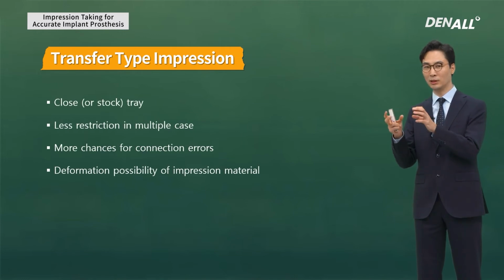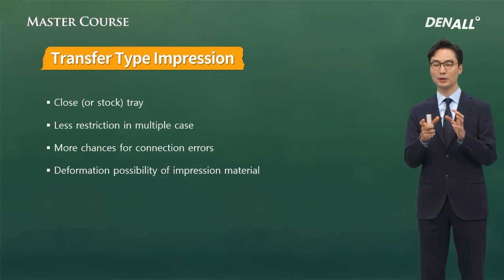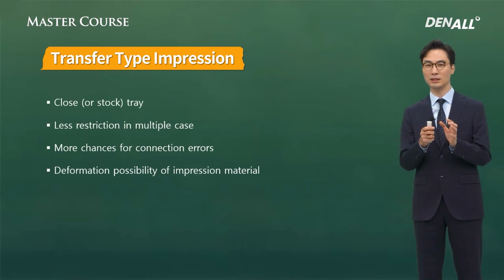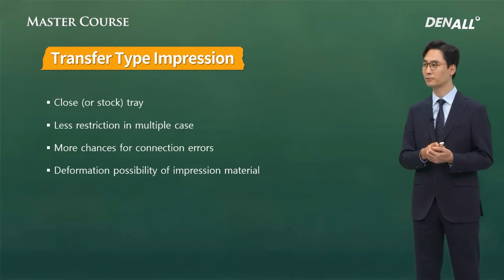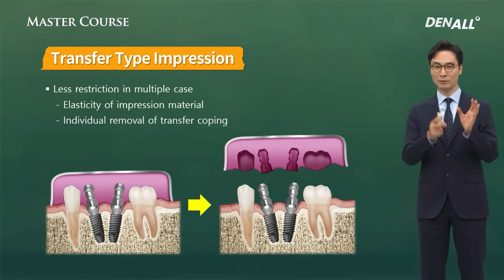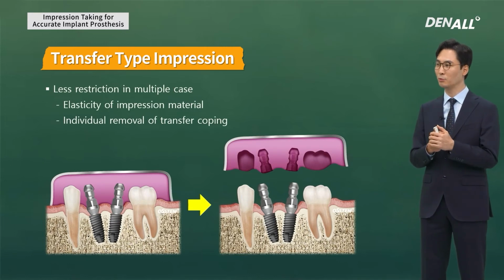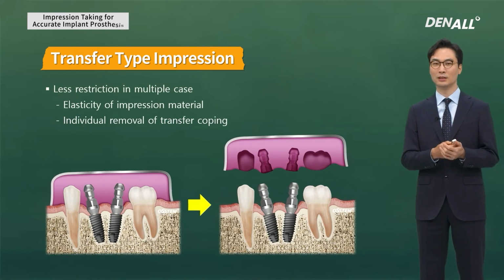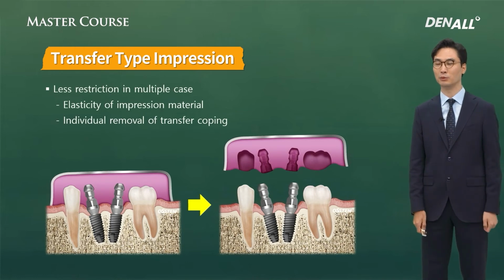However, because the coping is transferred and connected and the impression body is deformed due to elasticity, there can be more error. It's the same with impression material. However, if the angle of the implant body is three-dimensionally deviated, it may be more favorable to use transfer type coping rather than pickup type. The possibility of impression material not being removed will be reduced.